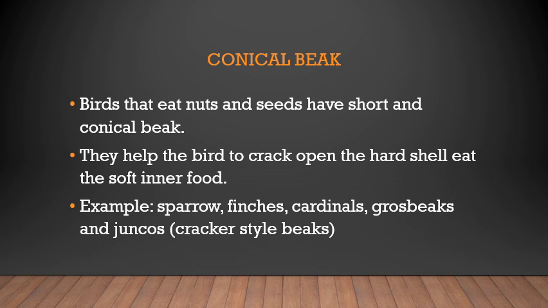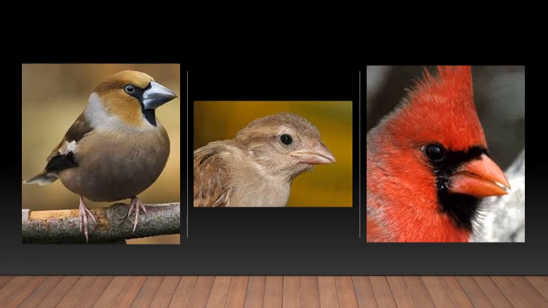These beaks help the bird to break open the nuts. Okay, the nuts will have a hard covering, like groundnuts. Groundnuts have a hard covering, right? And walnuts, they have a hard covering. Now to crack open those coverings, these conical beaks help the birds. Examples of birds which have conical beaks are sparrows, finches, cardinals, grosbeaks, and munias, who have this type of cracker style beak. The other name for conical beak is cracker style beak. The examples are sparrow, finches, cardinals, grosbeaks, and munias.